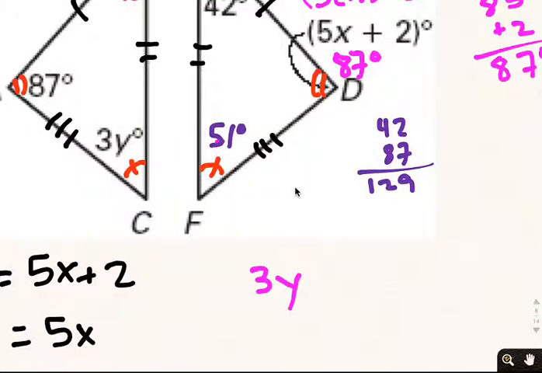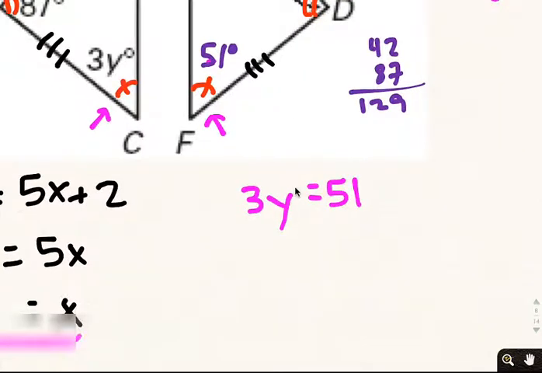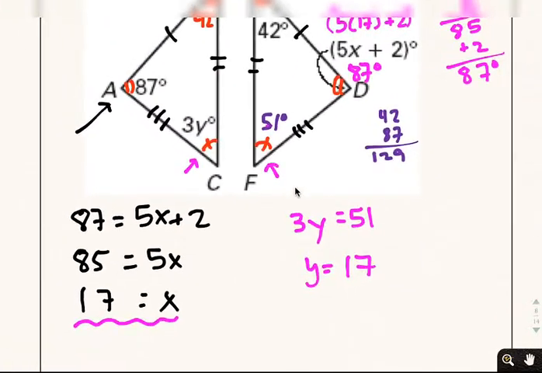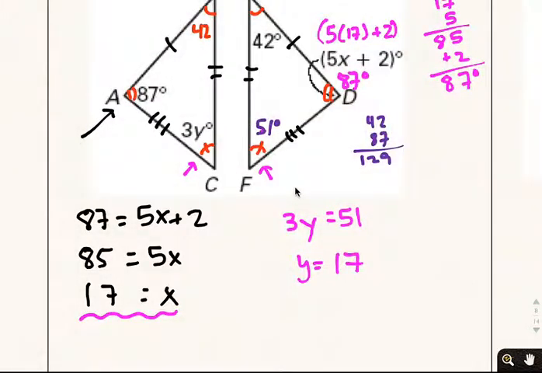So if these two angles are congruent, the ones at C and the ones at F, that means 3y is the same as 51. And of course, if 3y is the same as 51, divide both sides by 3. Let's see, 3 goes into 5 once, so the remainder of 2, and then 7. So y in this case is 17. All right. So there we have it. X is 17 and Y is 17. So there you go. They're both 17.